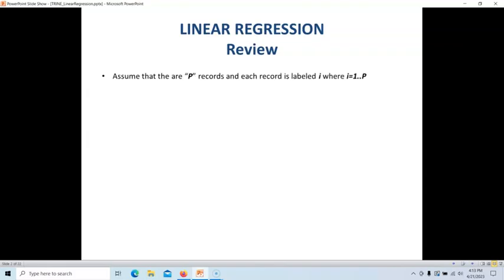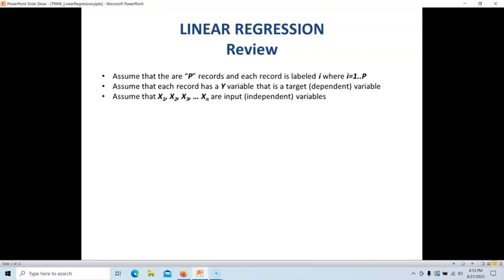So let's assume that we have a bunch of records, let's say 1,000 records. And assume that we also have some kind of a target variable that we're trying to predict. So in this case, let's assume in previous lectures we were using what does it cost you to fix your car if you get into a crash. So that's what we're trying to predict. That's our target or our dependent variable.